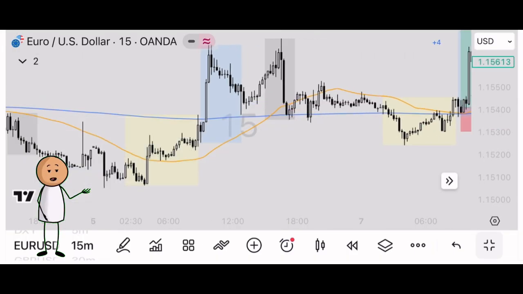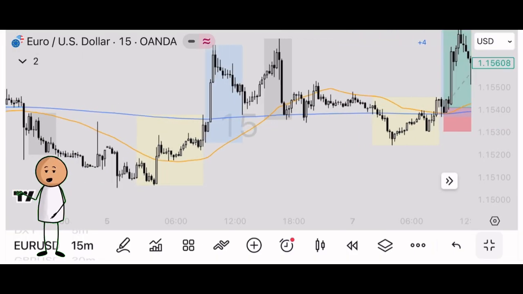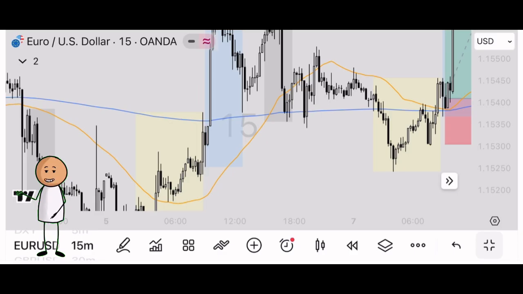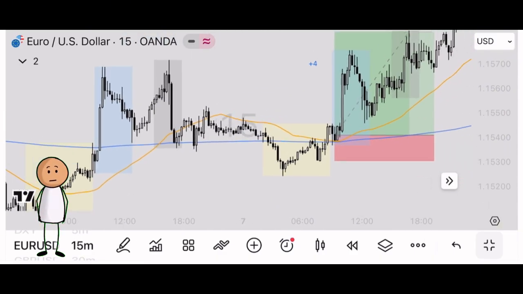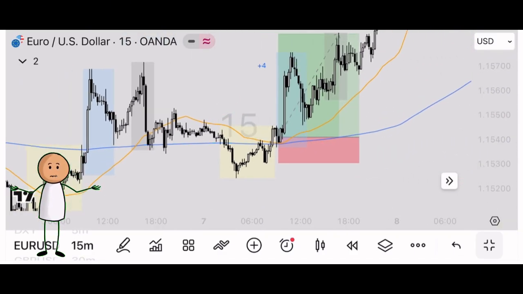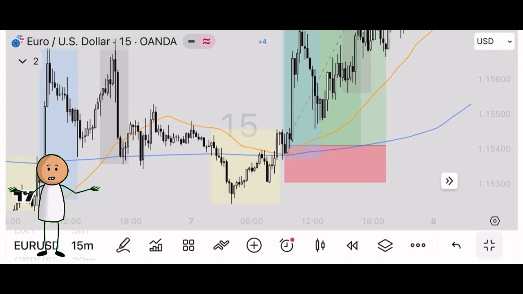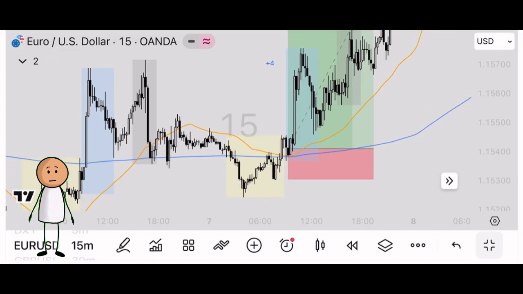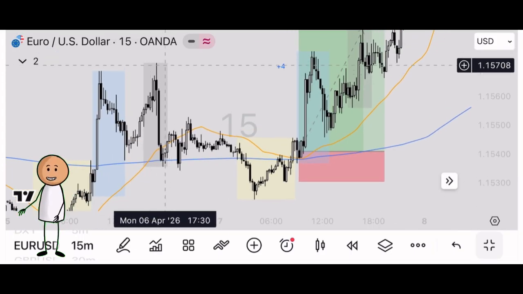No significant level or significant fair value gap to use for our entry. Then we go to the next day. We're still looking at buying the market to that high, to that target. So this is a good trade day.